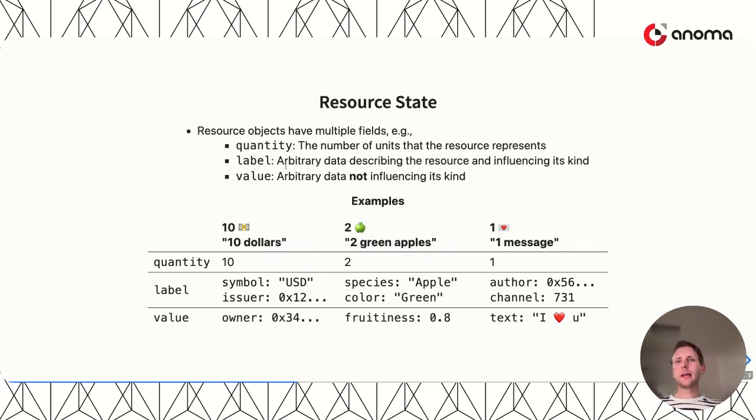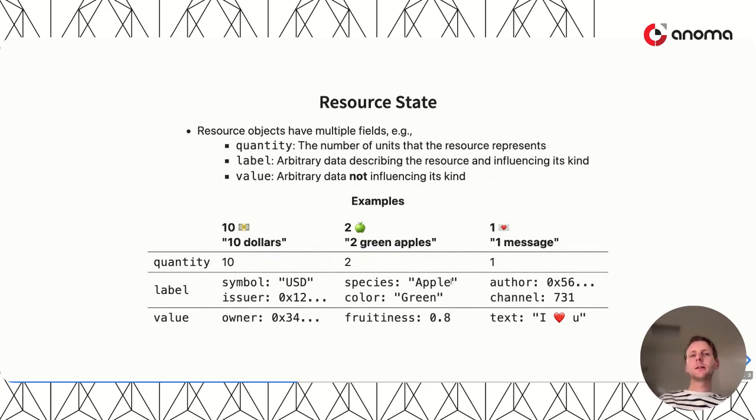Then inside the label field, we can put arbitrary data that describes what this resource is about. And this also influences the resource kind. In the case of a dollar resource, it would be, for example, the symbol, so USD, and who the issuer is, so an address. In the case of an apple, it would be maybe the species, so apple, and its color. And in the case of a message, it could be the author and the channel ID.